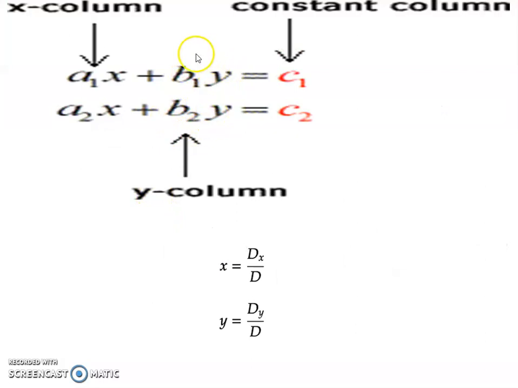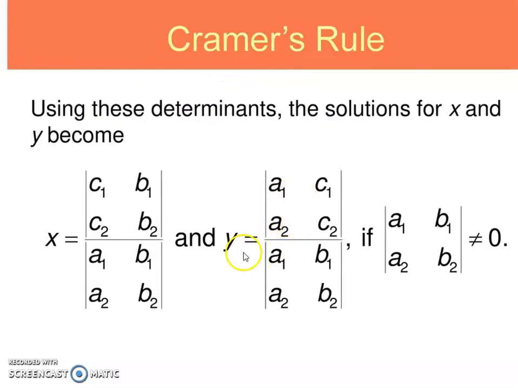To find the value of y, instead of b1, b2 we have to put c1, c2, and a1, a2 remain the same. That is y is equal to a1, c1, a2, c2 over d, and d remains the same: a1, b1, a2, b2. These are the coefficients of x and y in both the equations. Be clear that a1, b1, a2, b2 are not equal to 0.